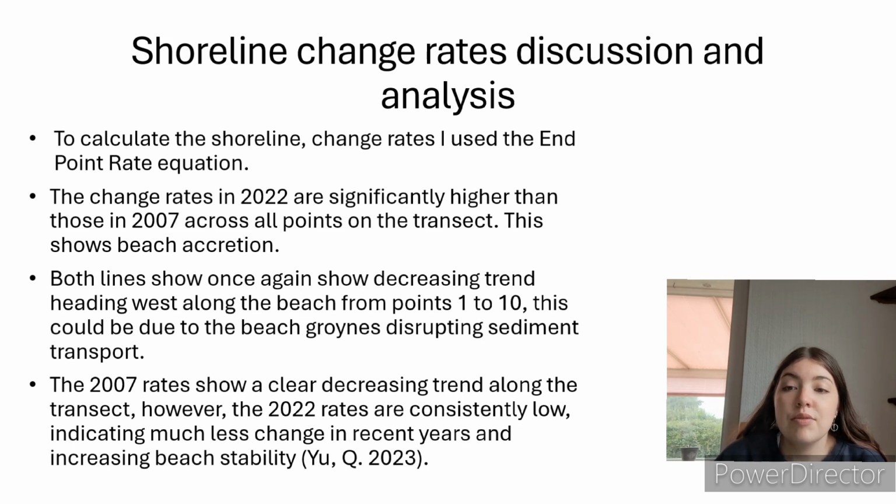The 2007 rates show a clear decreasing trend along the transect. However, in the 2022 rates, they are consistently low, indicating much less change in recent years and showing an increase in beach stability. This increase in beach stability could be due to renourishment. An example of where beach nourishment has been effective is on the Mediterranean coast of Israel. Research showed a positive impact on coastal erosion through the mitigation of beach nourishment projects.